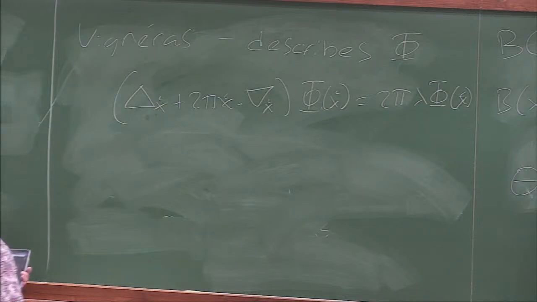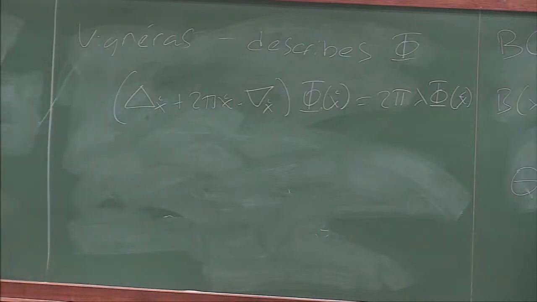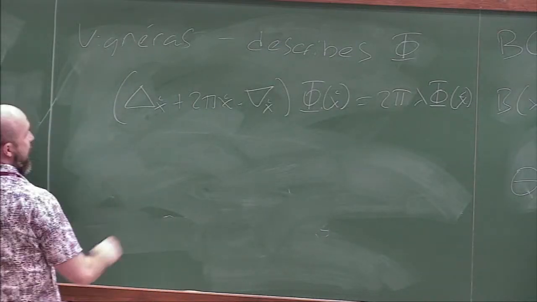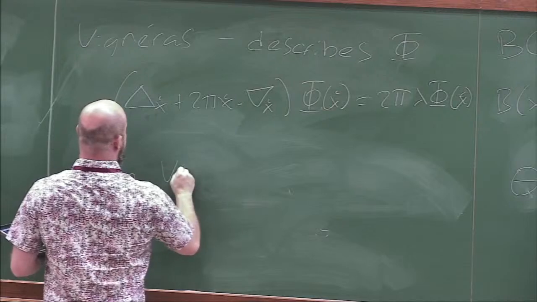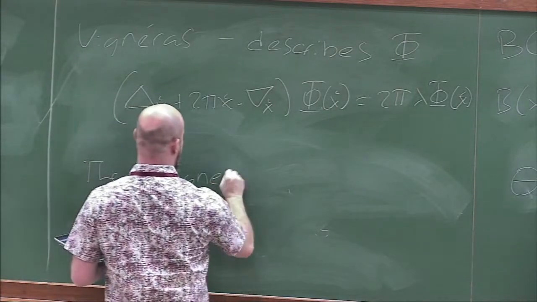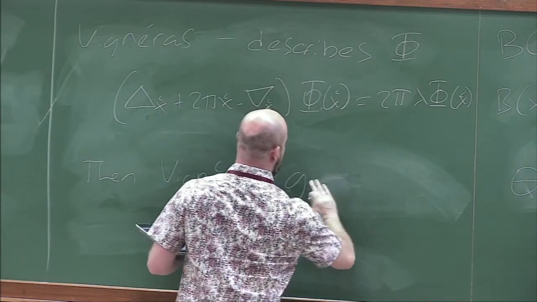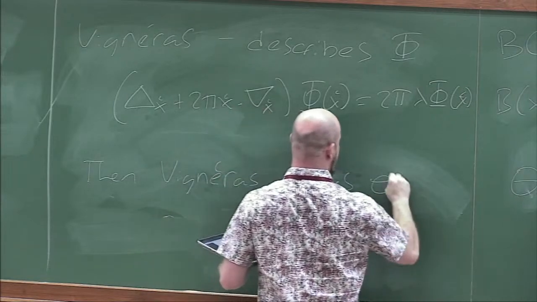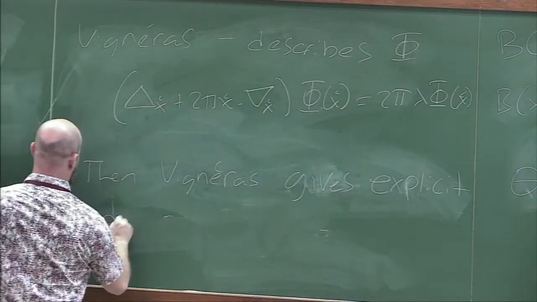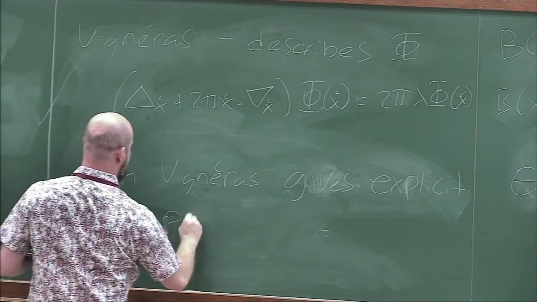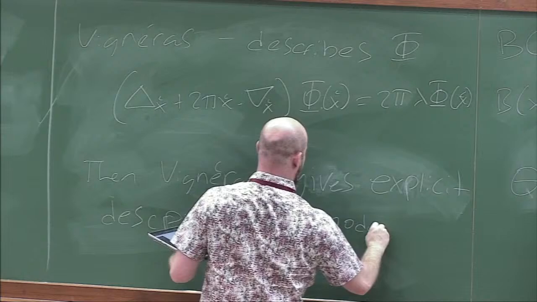And so as long as we have this property and we have sufficient decay, then Vignéras gives an explicit description of the modular transformations for our theta function.